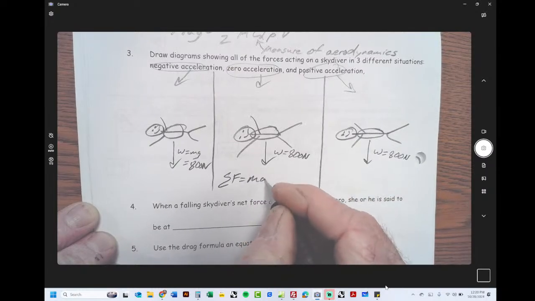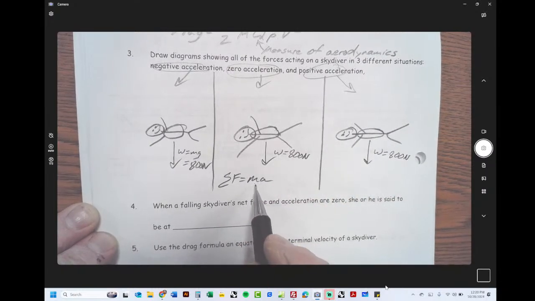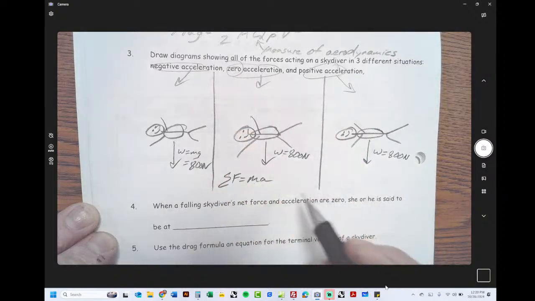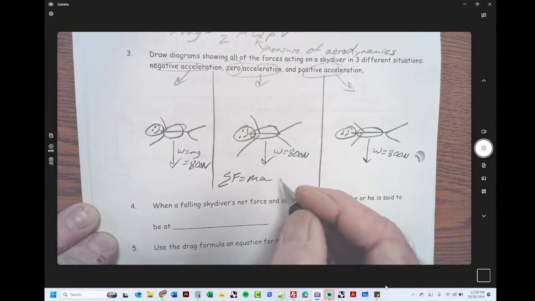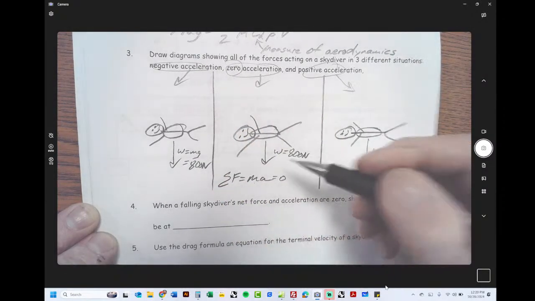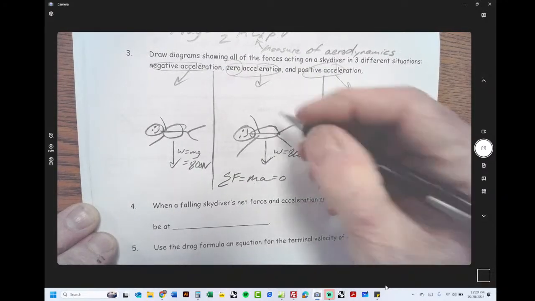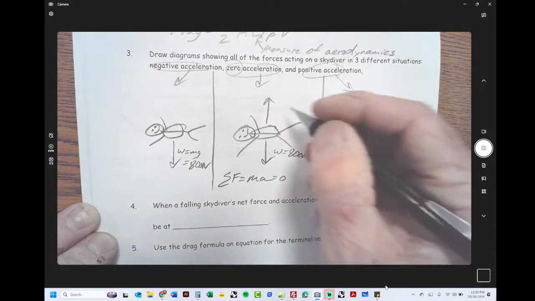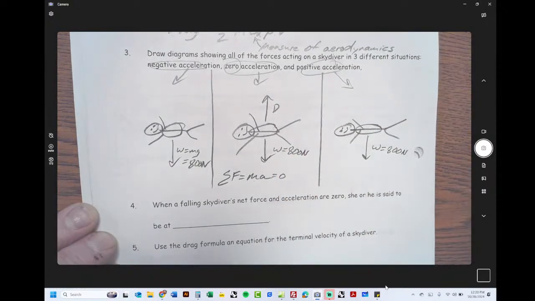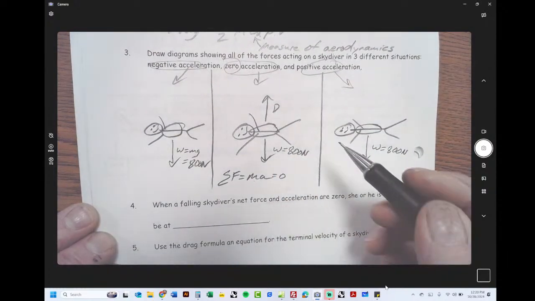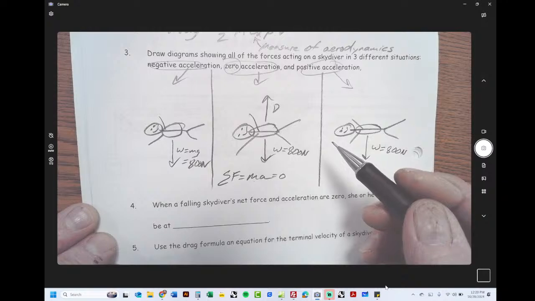Net force equals ma. Assuming they have some mass, if there's 0 acceleration, what's the net force? 0. So if the net force is 0, then this force has to have another force perfectly canceling it out, and that's drag. We'll just do a D for that. So what is the drag force here? How many newtons? 800.